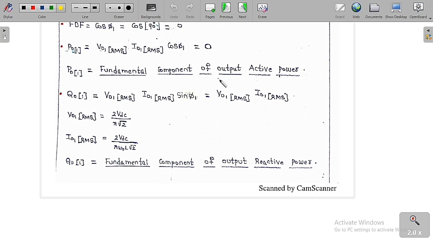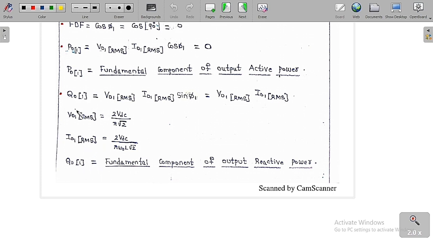So now V01 RMS into I01 RMS. As you already know, what is the RMS value of the fundamental component of the output voltage? It is 2VDC by π by √2. So this is what we get for the fundamental component of the output voltage, whereas for the fundamental component of the output current, the maximum value is 2VDC by π ω0 L, by √2. So this is the RMS value of the fundamental component of the output voltage and output current.